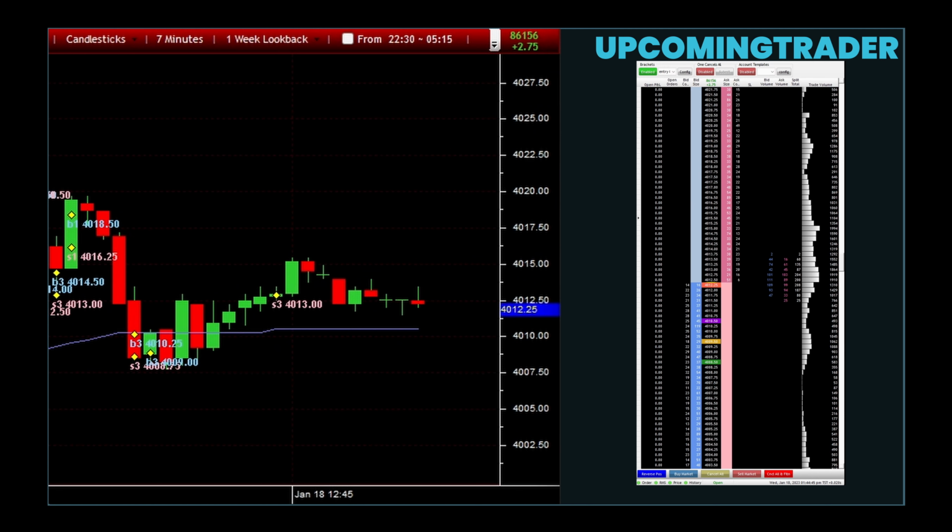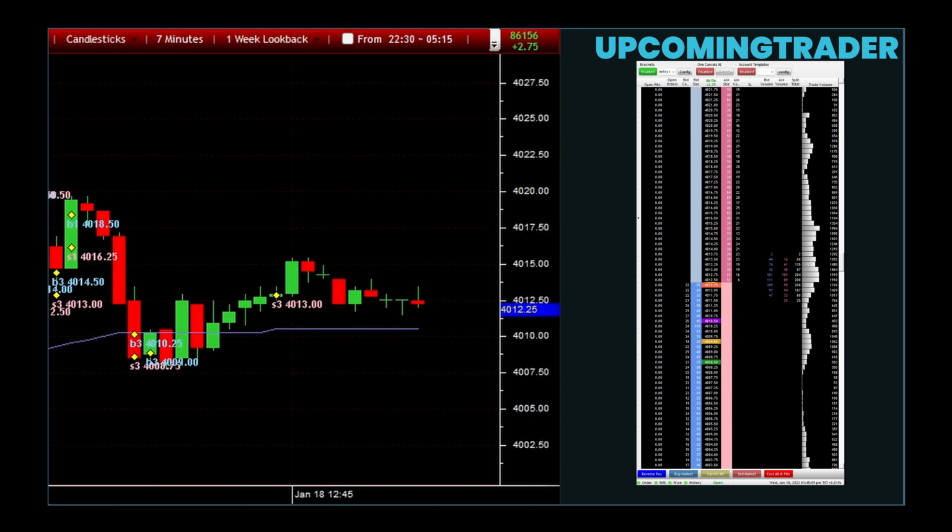A double bottom is the opposite, where the price finds a low point twice without breaking further down, indicating a potential upward reversal. When this happens near a high volume node, it means there is strong support and an opportunity for a bullish move. Another highly influential pattern is the head and shoulders.